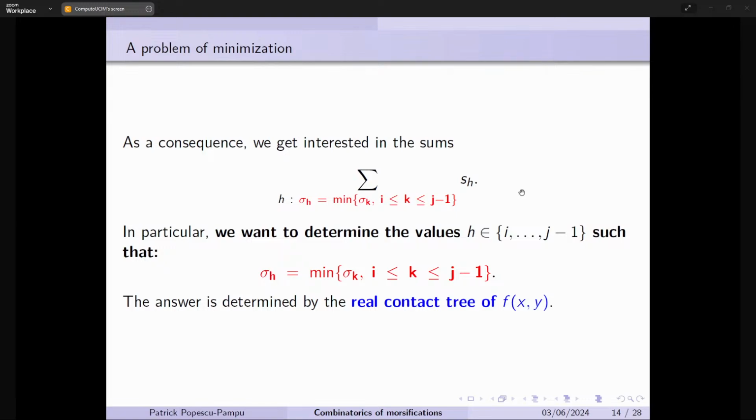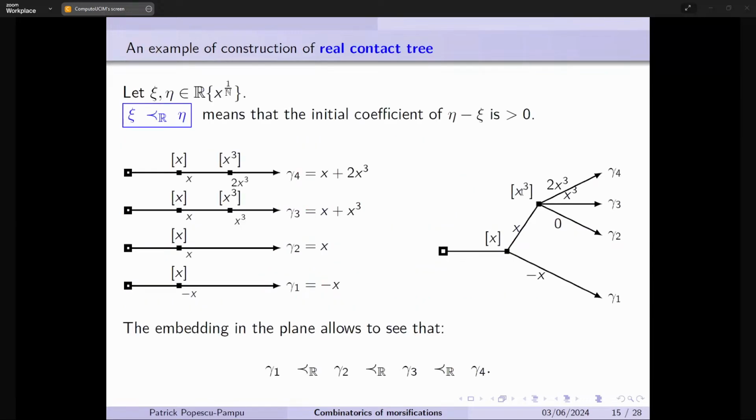In order to determine that, we have to look now at a rooted tree, which we call the real contact tree of our series. Instruction in an example with true series. We do not have non-integer exponents here.